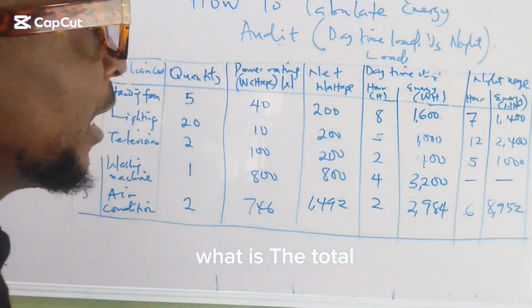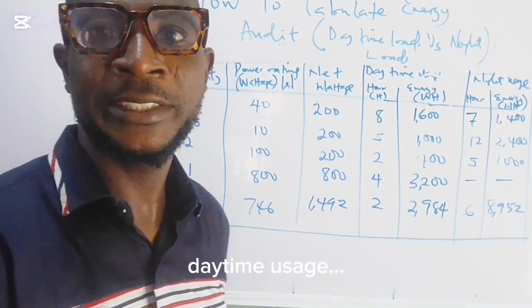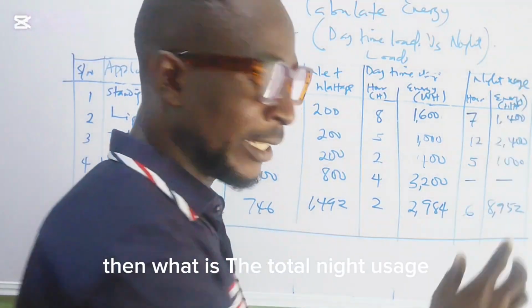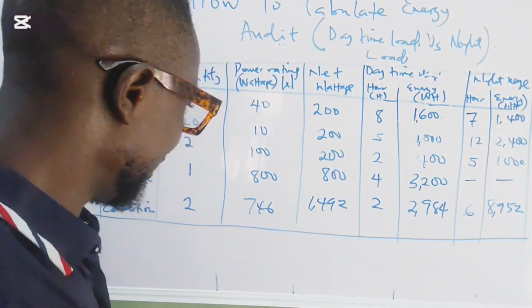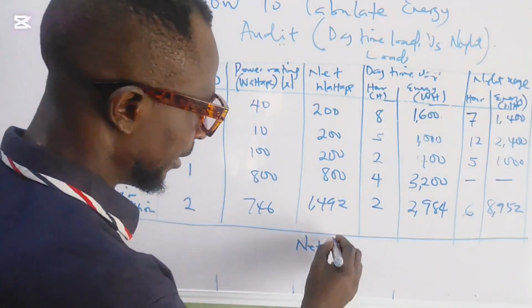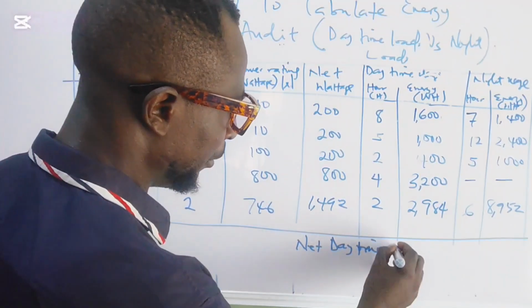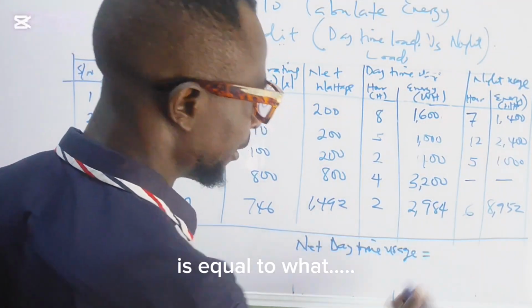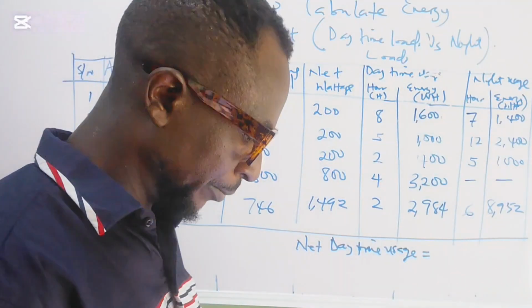What is the total daytime usage, then what is the total night usage? Are we getting it? Then the net daytime usage is equal to what? You add up all this together.